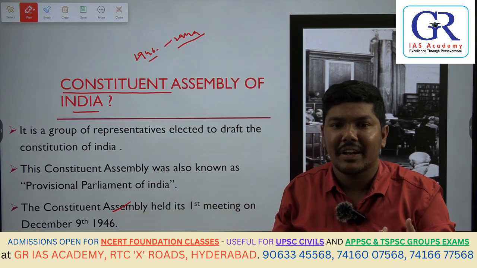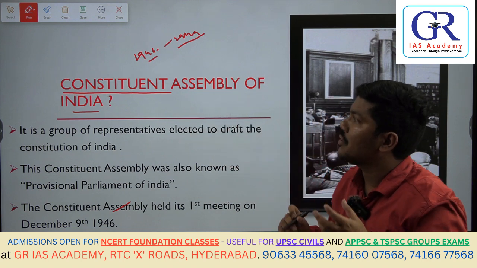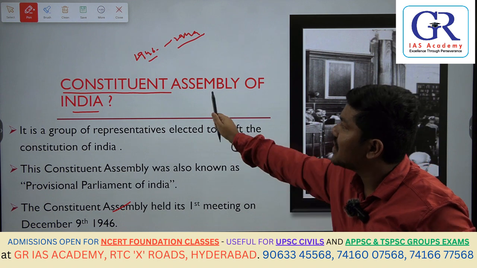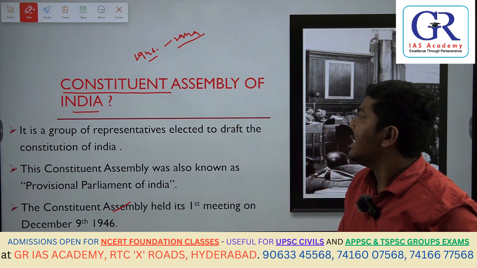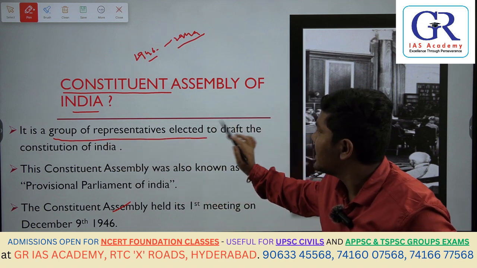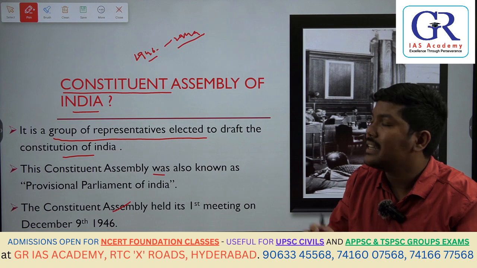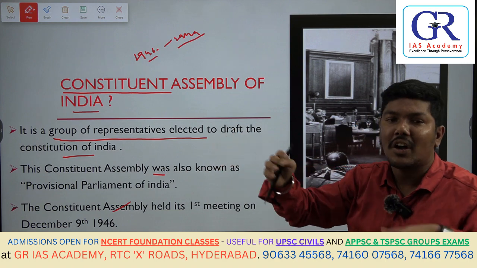So for our country, the Constitution is required. Now, in order to draft this particular Constitution, the Constituent Assembly was constituted. It is basically a group of representatives who are elected to draft the Constitution of India. To keep it very simple, we have not included a lot of points.